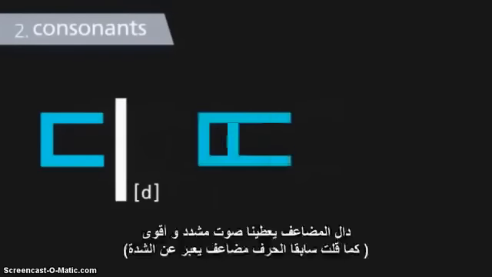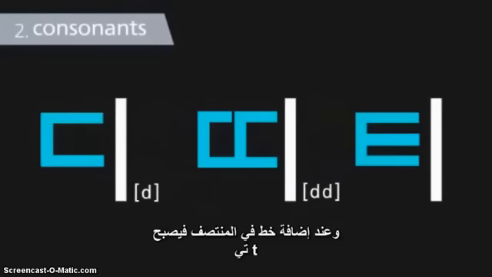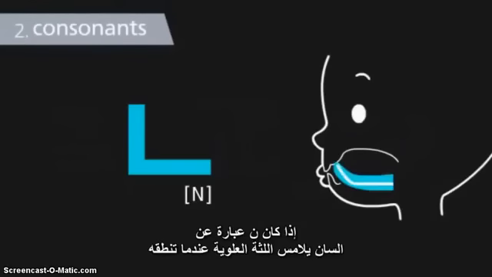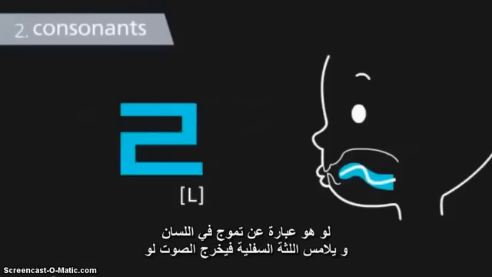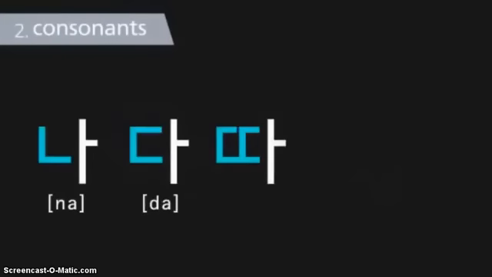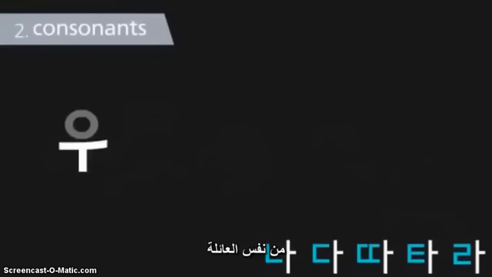Double d makes the sound stronger. And when you draw another stroke in the middle, it goes t. And it goes like this. D, double d, t. If n is an image of the tongue touching the upper gums, l illustrates a wave of the tongue after it hits the upper gums when you make this sound. Say l. And n, d, t, l are in the same family.